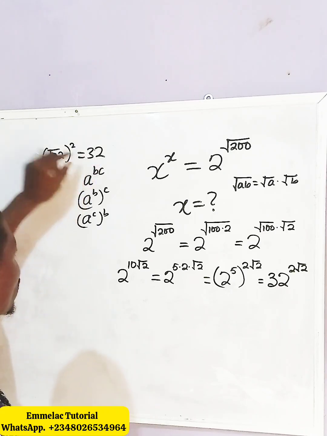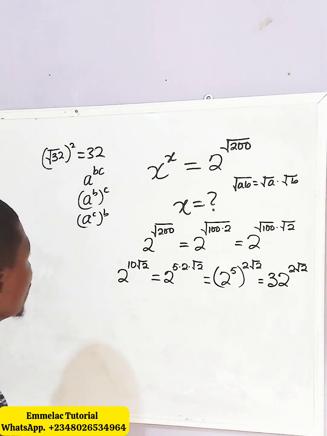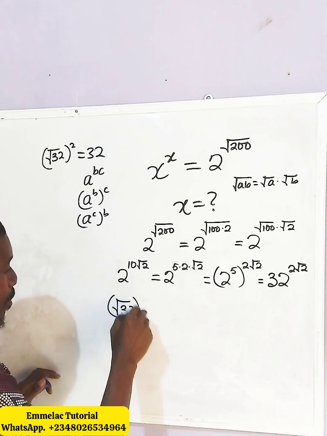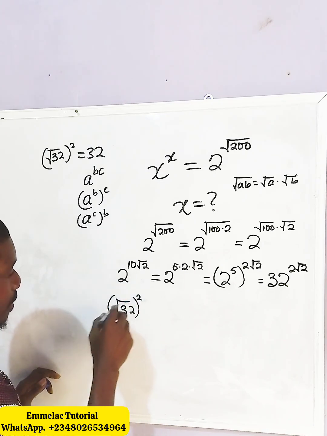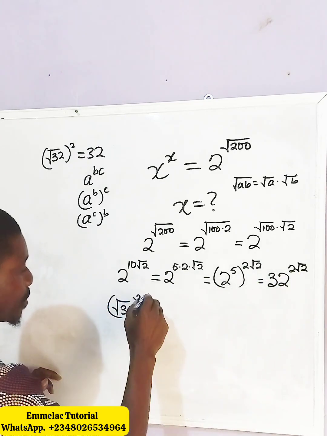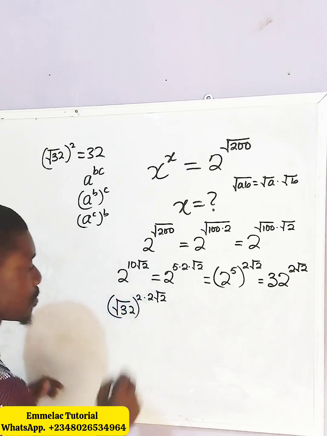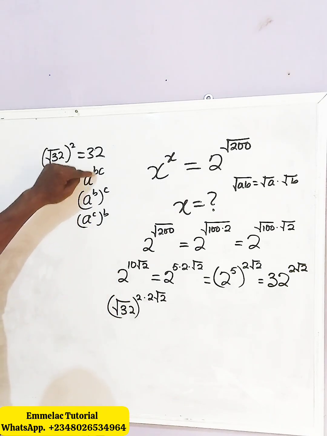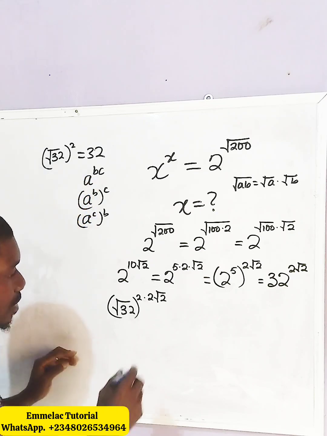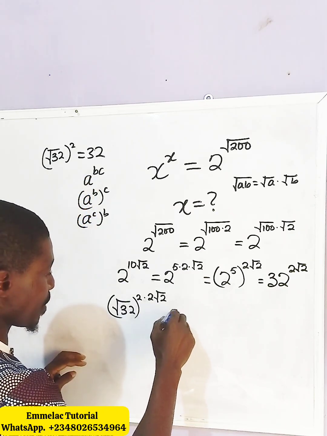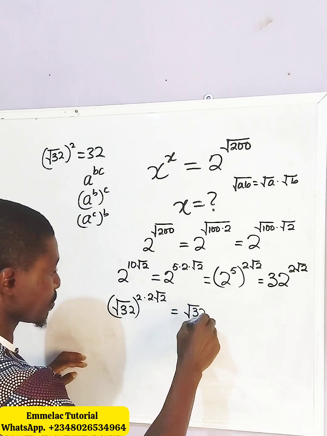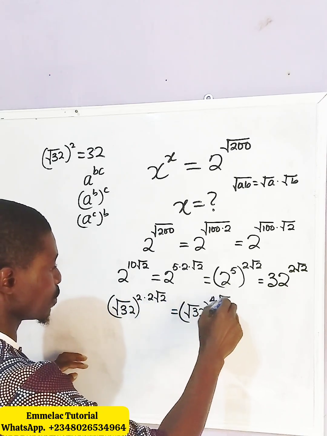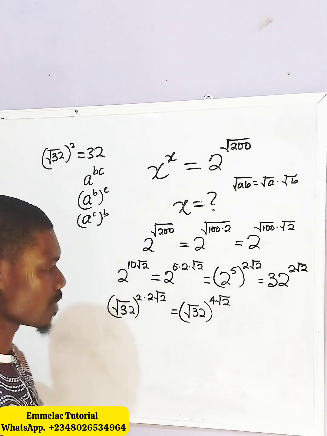So if you now replace 32 with this expression, we have the square root of 32 all raised to the power of 2, times 2 root 2. And according to the law of indices, we can multiply this exponent to give us this. So here we have the square root of 32, all raised to the power of 2 times 2 root 2, which will give us 4 root 2.